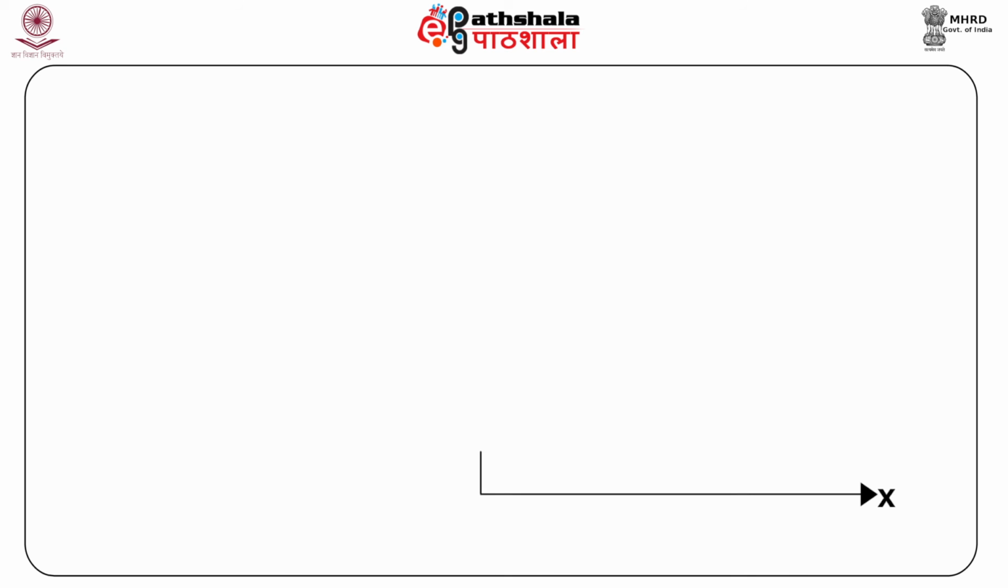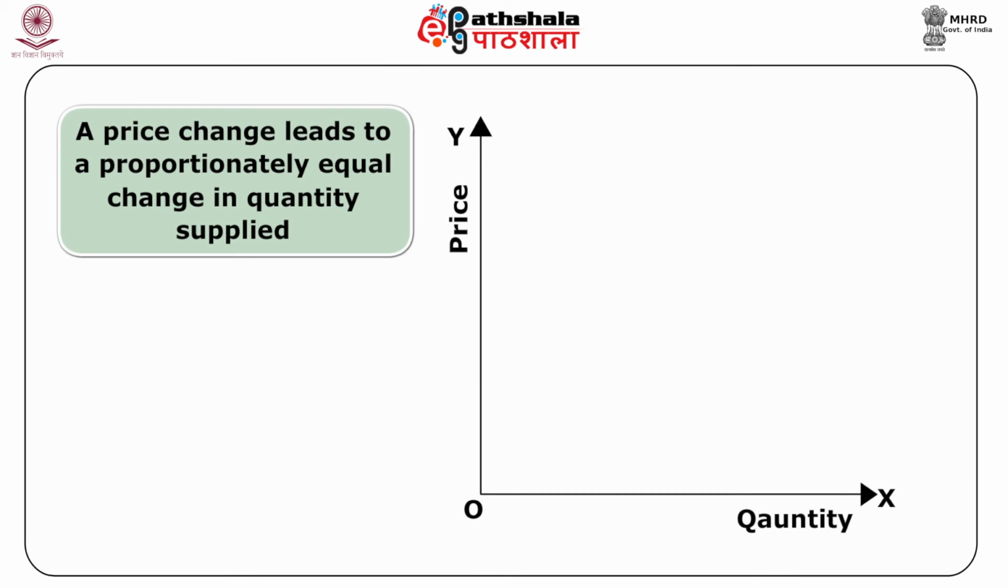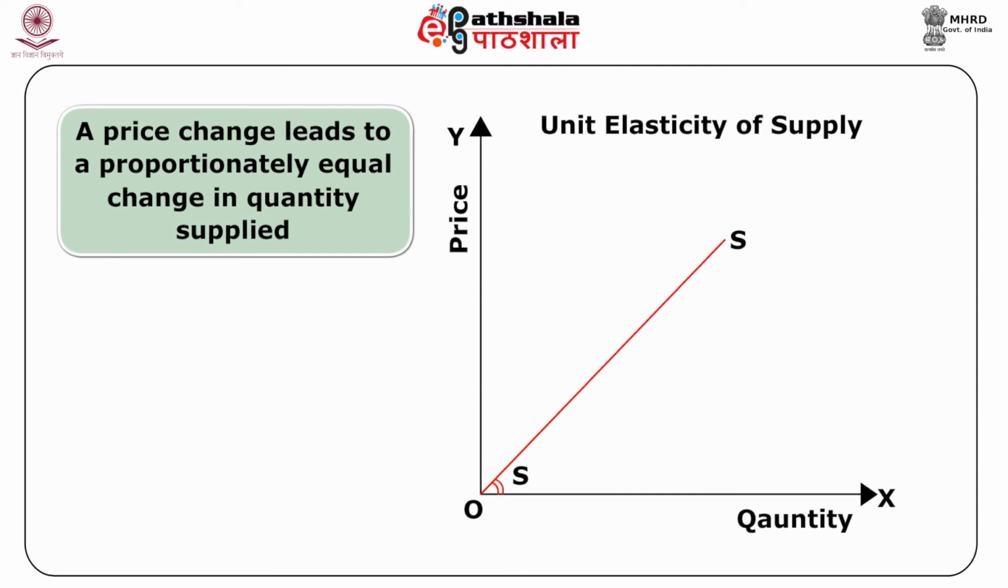Unit elasticity. When a price change leads to a proportionately equal change in quantity supplied, it is a case of unit elasticity of supply. Unit elasticity is equal to 1. The supply curve is at a 45-degree angle.